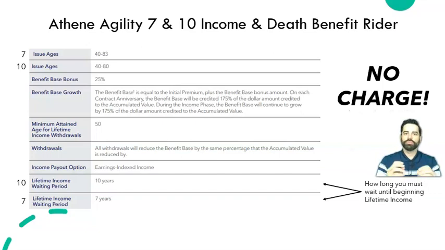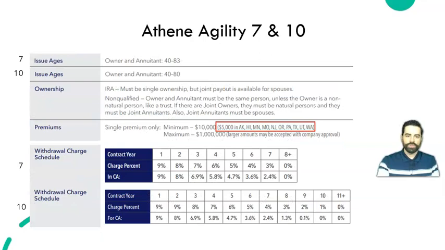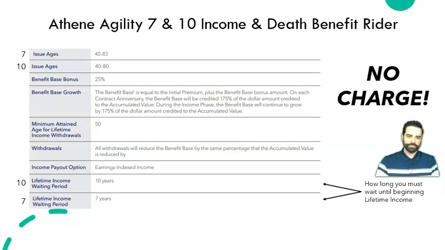The caveat is you must wait the waiting period. So if you have the 10, you've got to wait 10 years. If you want the 7, you've got to wait those 7 years. This rider goes into effect at ages 40 to 83 and 40 to 80, just like the issue ages here. The benefit base bonus is 25%.